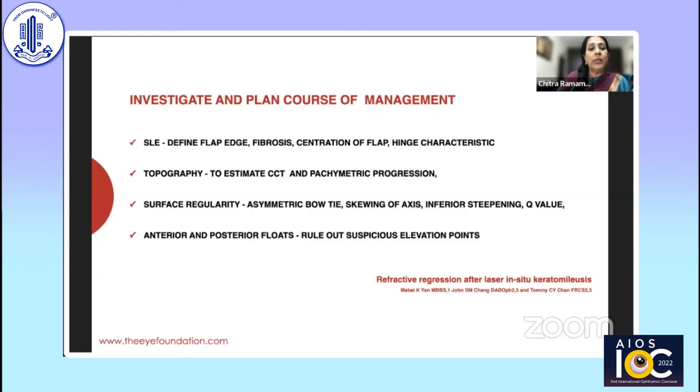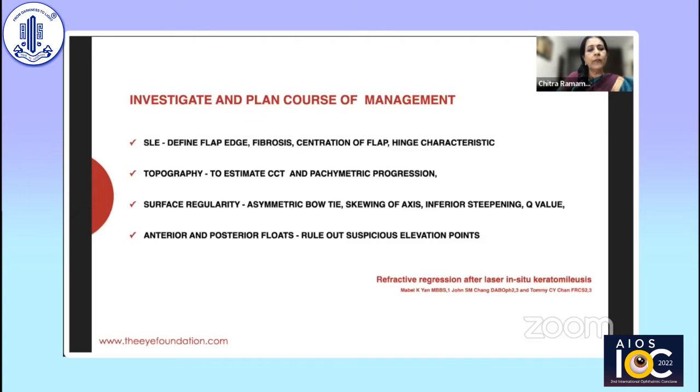Now, we also need to investigate and plan the course of management. So a very essential step is to look at a slit lamp evaluation. Are you able to define the flap edge? Do you think there's more fibrosis along the flap edge? Is the flap centered? How is the hinge looking? Is it a little low hinge? Would you really consider doing anything on the cornea in these eyes?